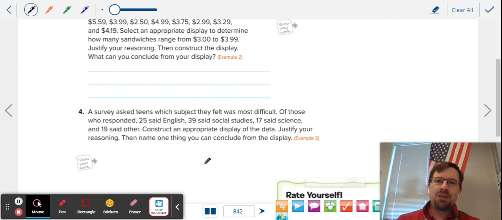Any questions? See me. Always go back to that list to see what you want to try and accomplish. Is this a bar graph, a histogram, a box plot, a dot plot? Do whatever it takes to dominate this lesson.